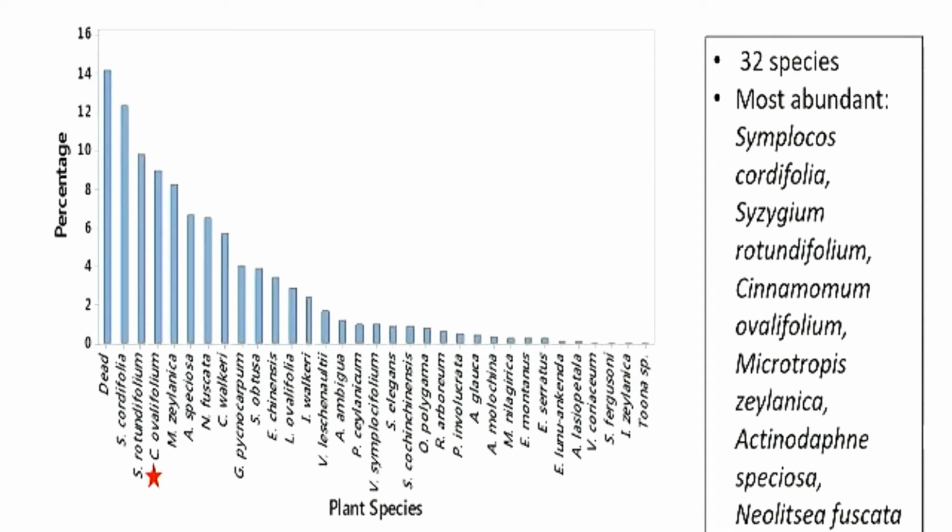Moving to results and discussion. In both sites, we identified a total of 32 species, and among them, the most abundant ones are Symplocos cordifolia, Syzygium rotundifolium, and Cinnamomum ovalifolium. According to research done by Balasubramaniam and his research group in 1993, the most abundant species in 1993 was Cinnamomum ovalifolium. But as you can see in this graph, Cinnamomum ovalifolium is in third place according to the present study. That means the species composition of Horton Plains National Park has changed over time.